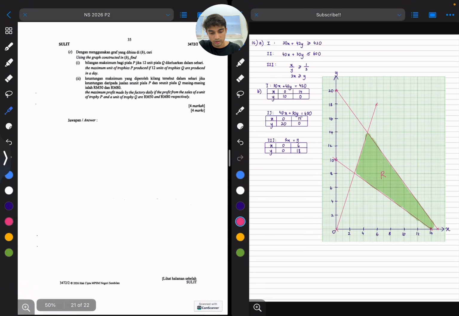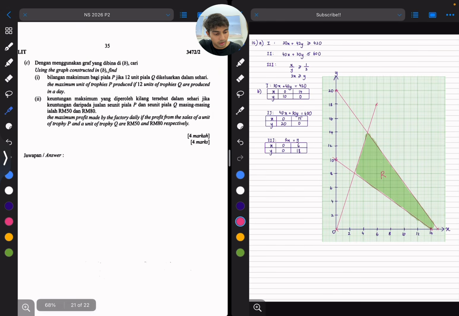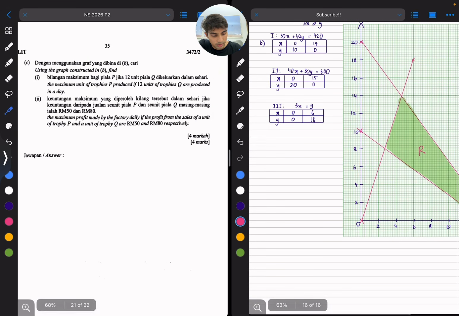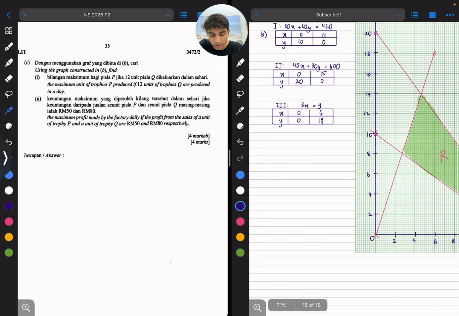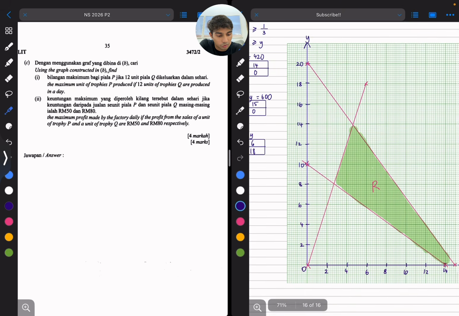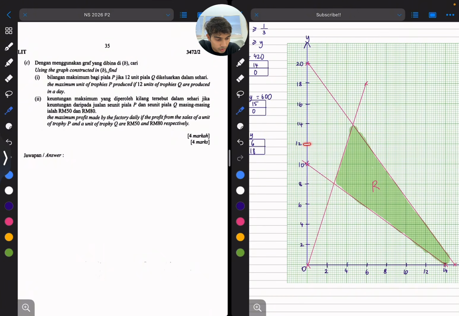Okay, let's solve the last 4 marks. Using the graph constructed in B, find the maximum units of trophy P produced if 12 units of trophy Q are produced in a day. So trophy Q is Y. We produce 12 units of trophy Q, which means we can produce from here to here this amount of trophy P.